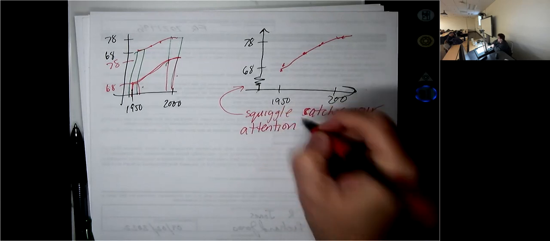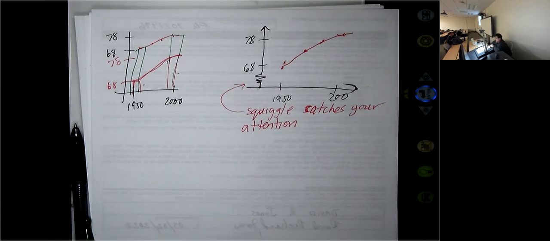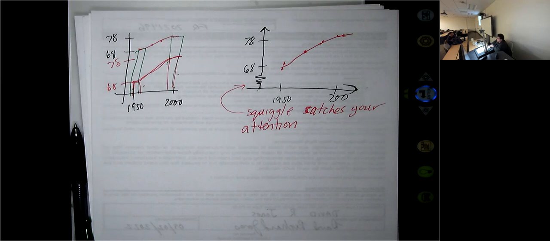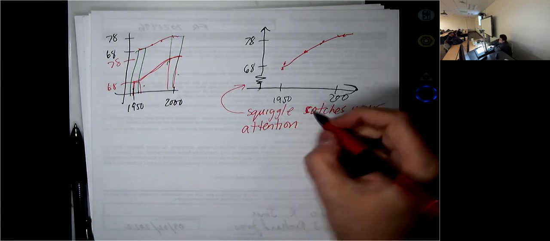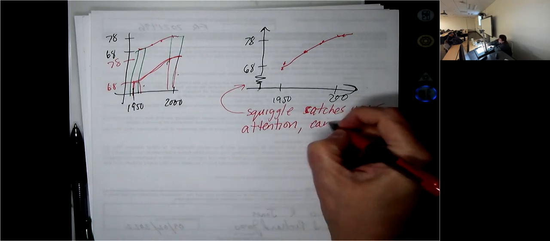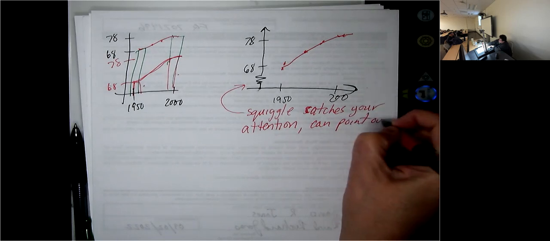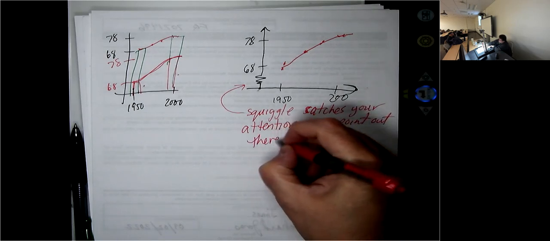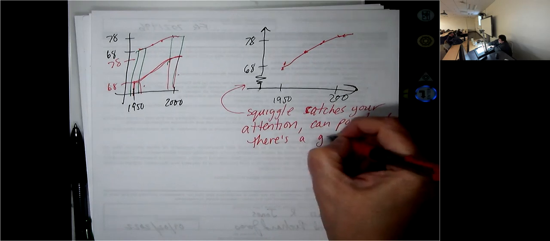If anything, it might make you look at the numbers, which you may not have looked at in the first place. Most people don't. You look at the way the graph is shaped. Is the line going up? Is the line going down? Is it going up a lot or a little? The squiggle catches your attention and it can point out there's a gap.